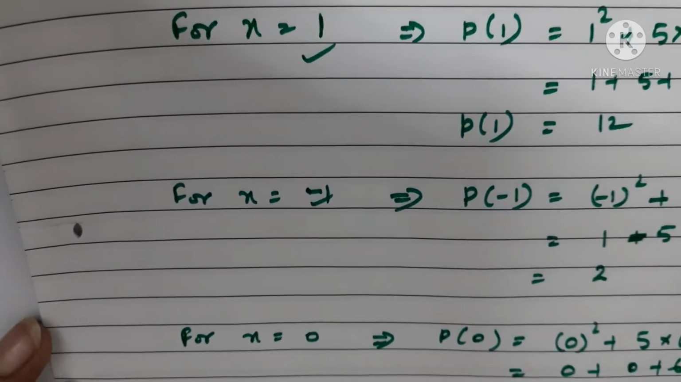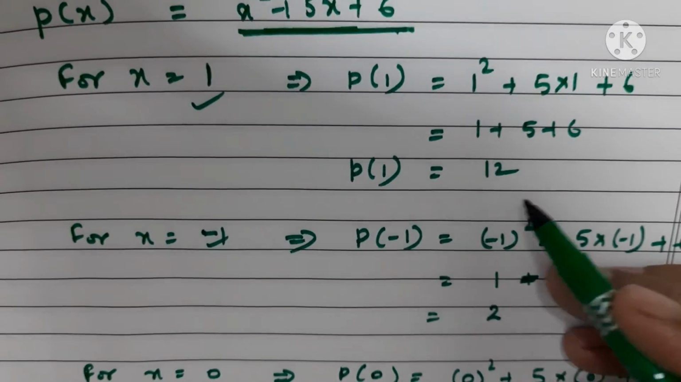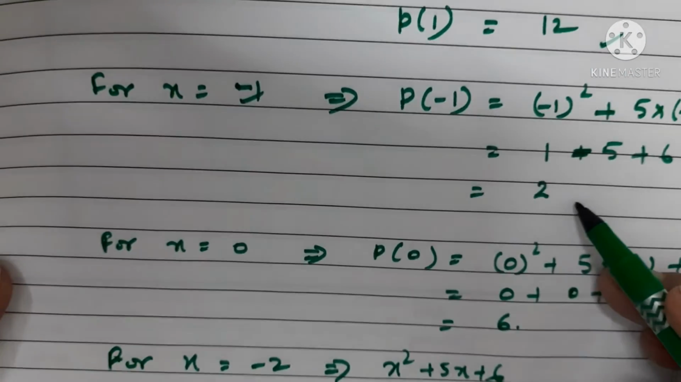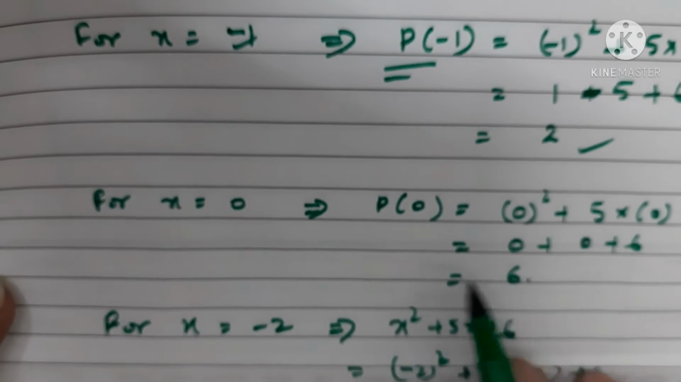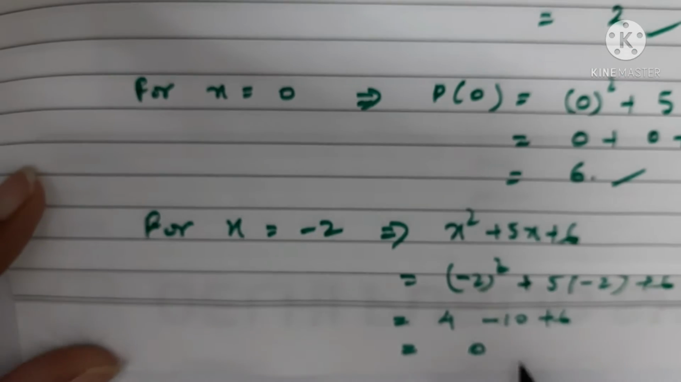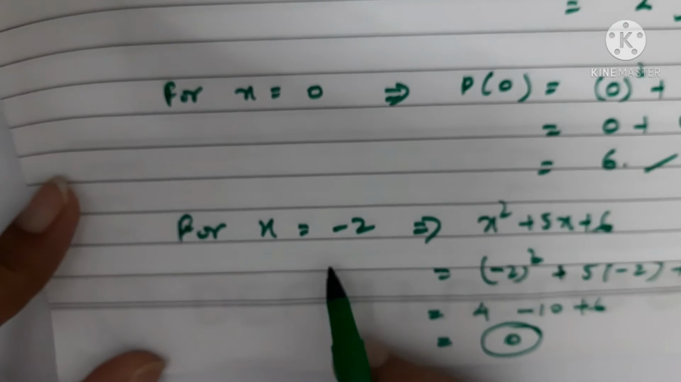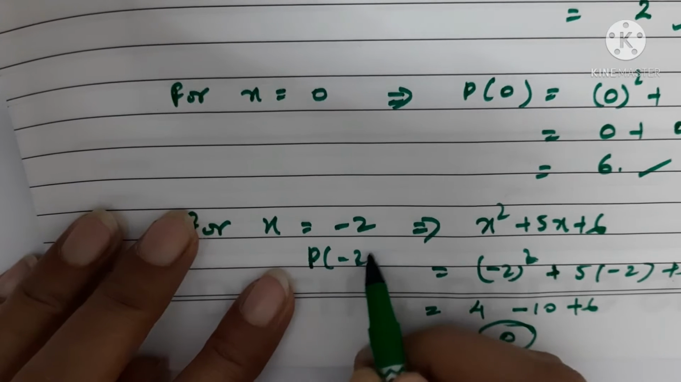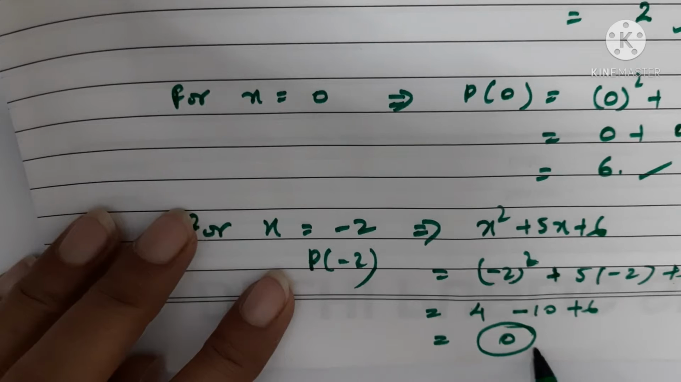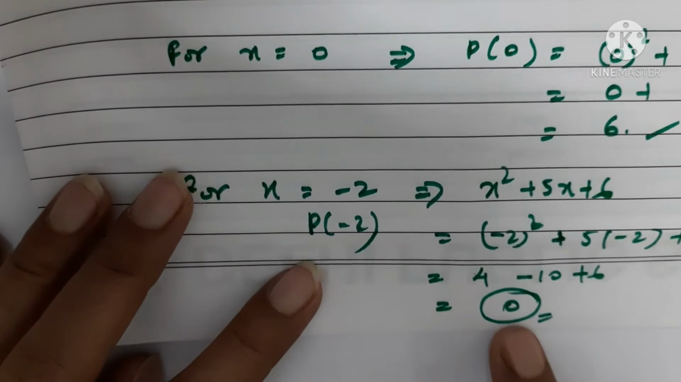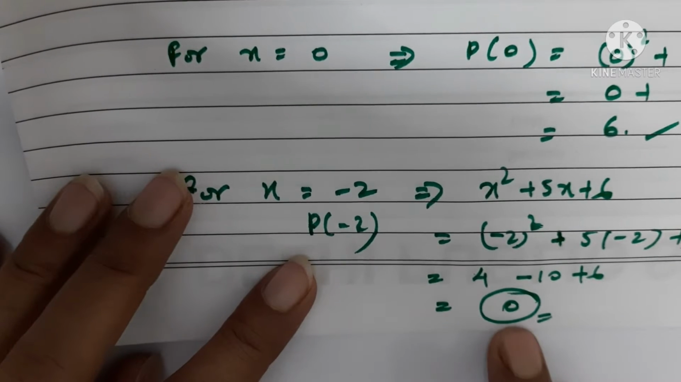In the first three cases above, you got p1 is equal to 12. The value of p minus 1 is 2. In this case you got p0 as 6. But here you are getting a number which is 0. For p minus 2, you are getting 0. So the answer you are getting here, after putting the value of x, is 0.